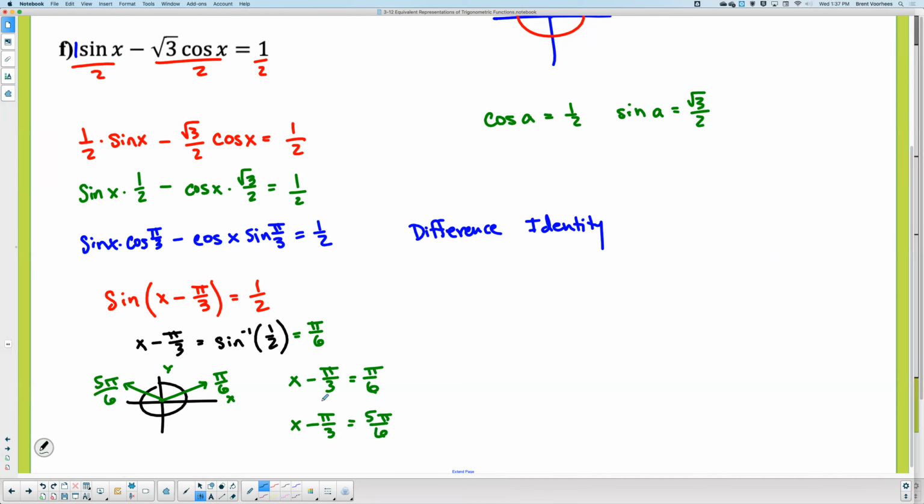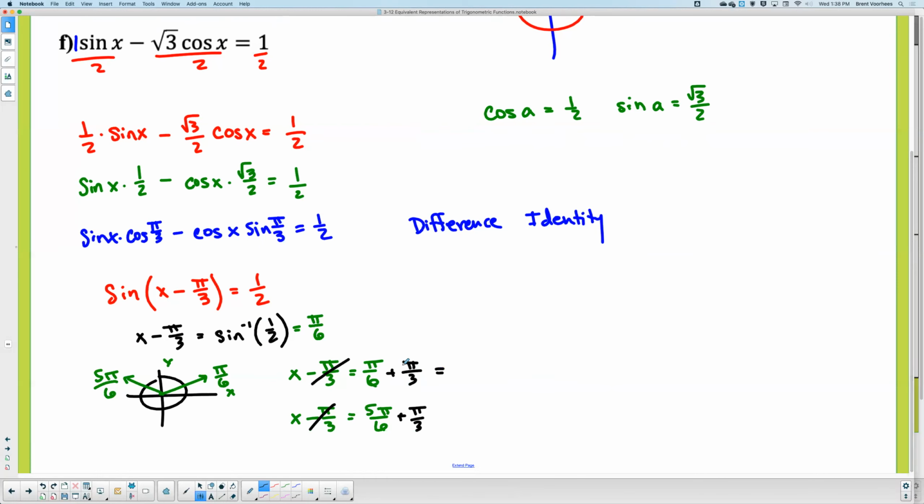Algebraically, how would you solve both of these situations? You isolate the x. Add pi over 3. When I add pi over 3, that goes away. And so pi over 6 plus pi over 3, that's the same thing as 2 pi over 6. It is half of pi. Pi over 3 plus pi over 6 is half of pi because this is 2 pi over 6. 1 pi over 6 plus 2 pi over 6 is, that's right.